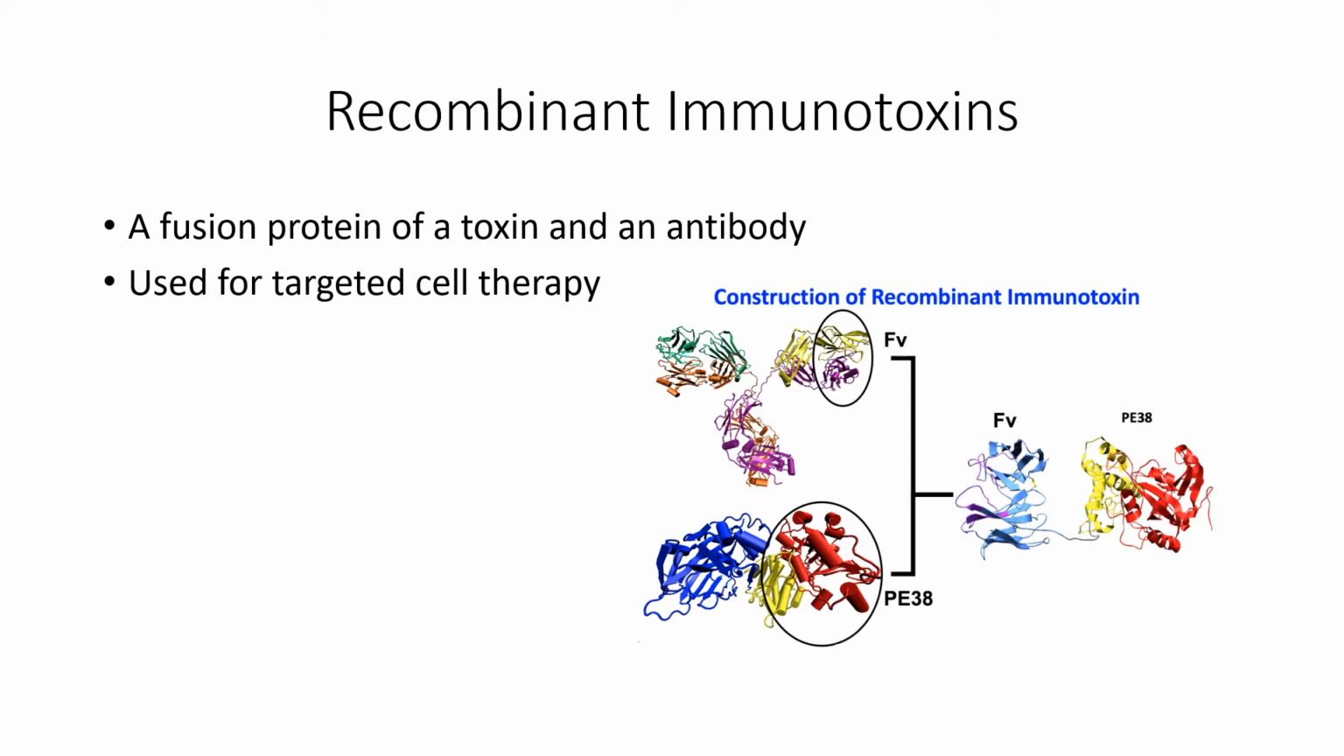Recombinant immunotoxins can be used for targeted cell therapy, and recombinant immunotoxins based on Pseudomonas exotoxin A, or PE, are currently being used in clinical trials to target cancer cells. Next, we will look at the intoxication pathway of this recombinant immunotoxin.